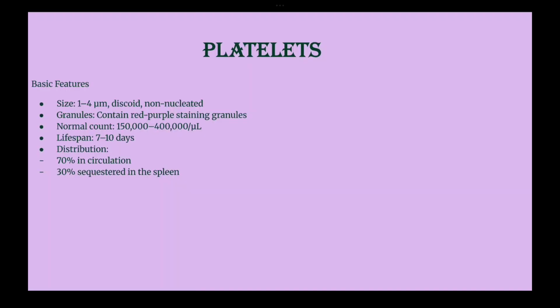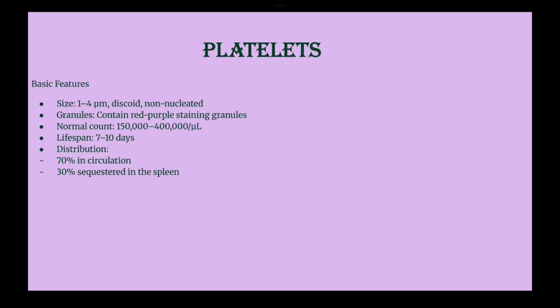Now the platelets, the last type of blood cell after RBCs, red blood cells, and WBCs. The basic features of these platelets are that they are 1 to 4 micrometers in size. They are discoid shaped and non-nucleated like RBCs as well. And they have red or purple stained granules that you can see under the microscope.